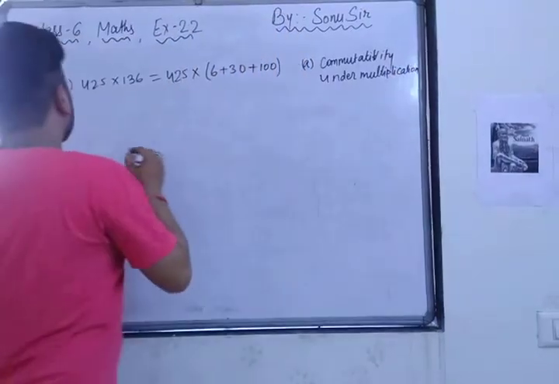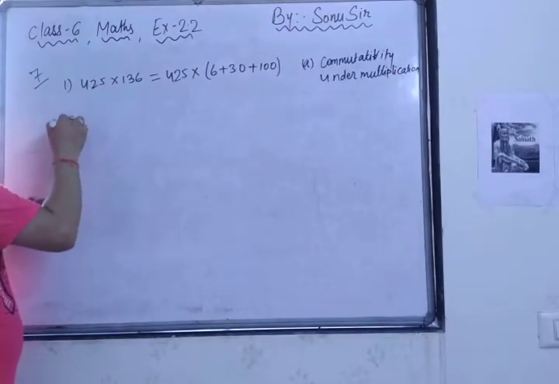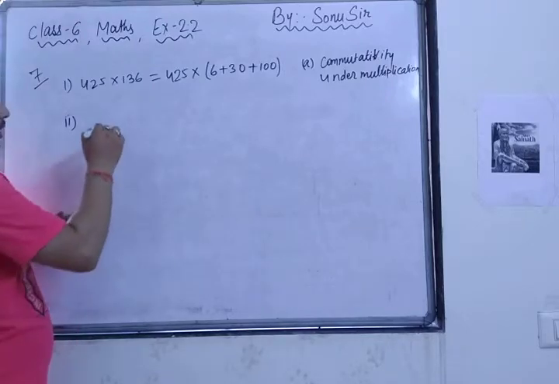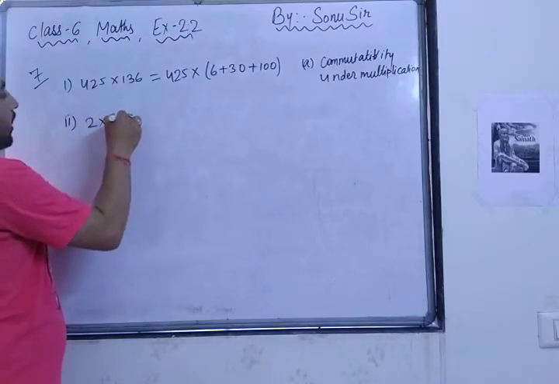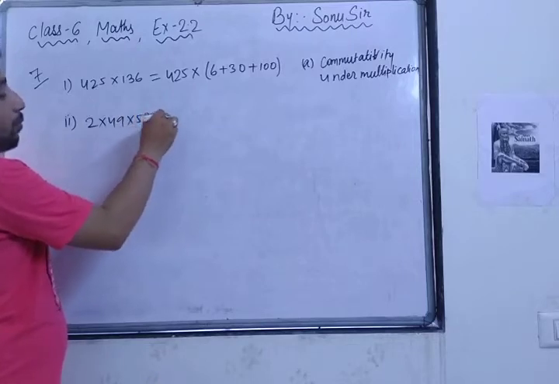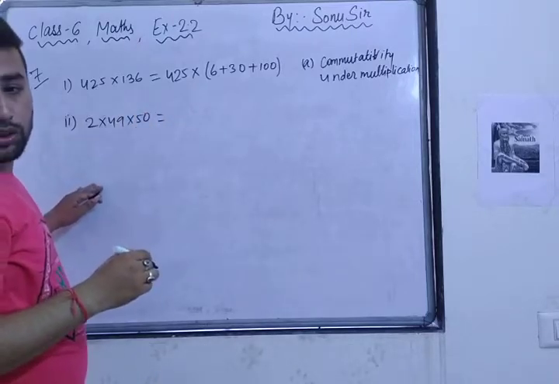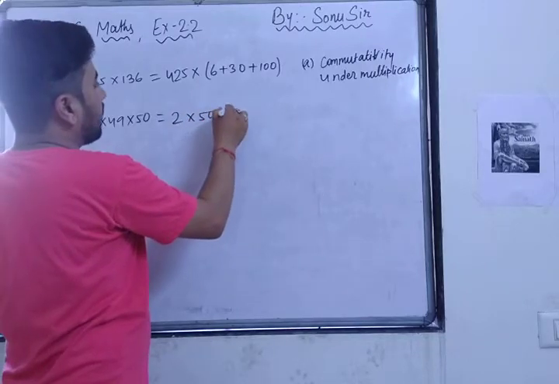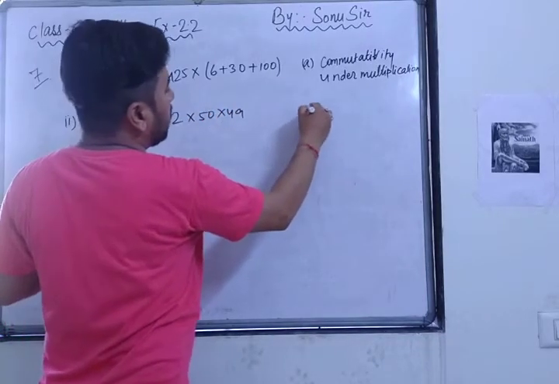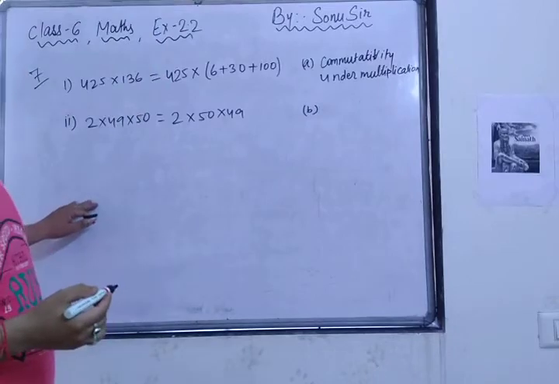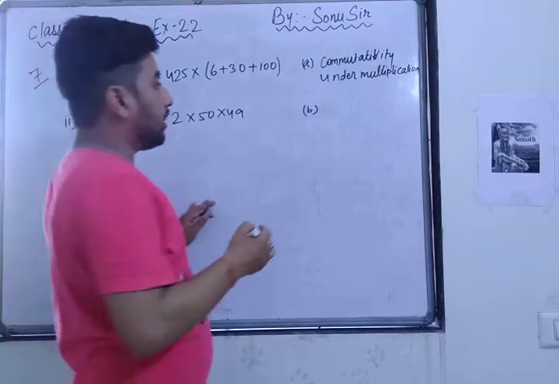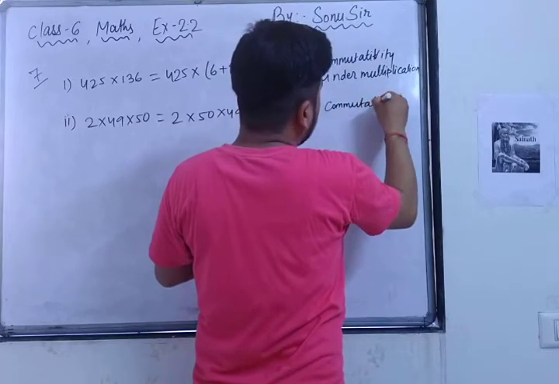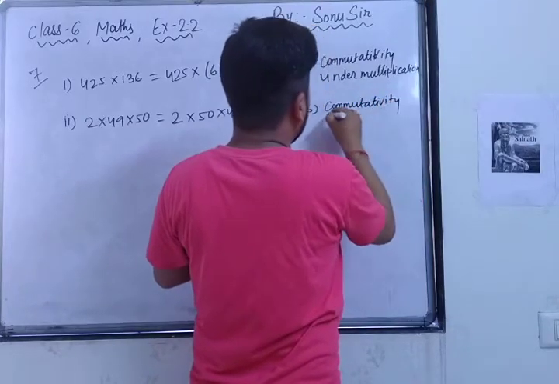The second question of 7th, what is written? 2 into 49 into 50 is equal to 2 into 50 into 49. And in option B, what is written? Commutativity under addition.